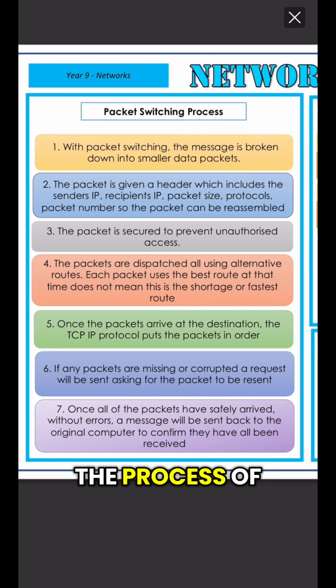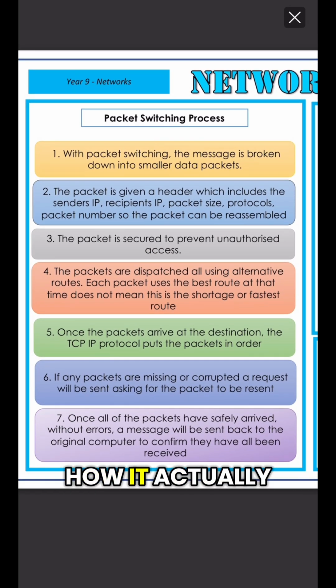Finally, we have the process of packet switching and how it actually works. So this is something that you might need to be aware of. Essentially, you've got one message, it's broken down into smaller packets. Each packet's given a header, and it includes the sender's IP, recipient's IP, packet size, protocols, and then that means that at the other end, the packet can be reassembled in the correct order. So the packet's secured to prevent unauthorized access, and they're basically sent around the network using the quickest route.